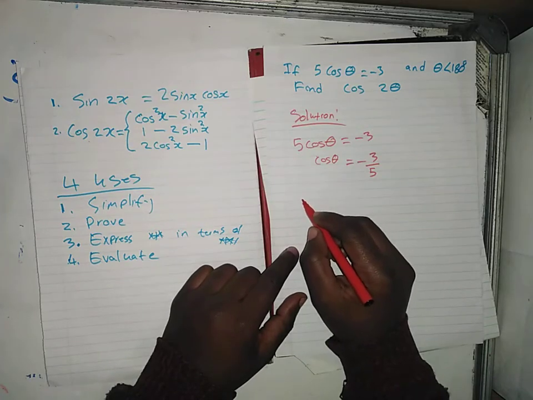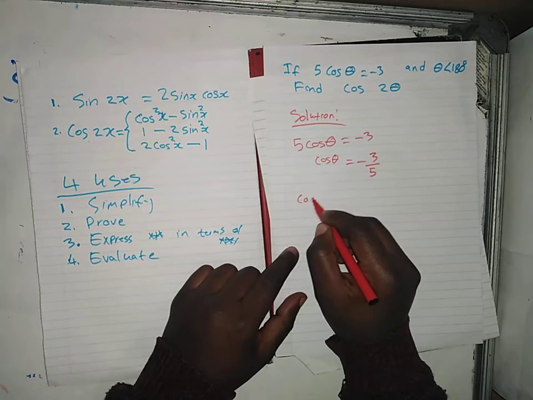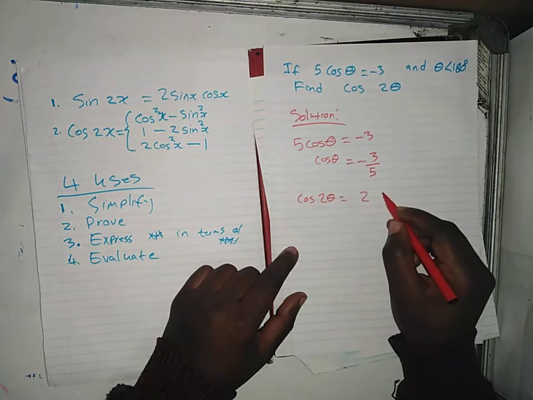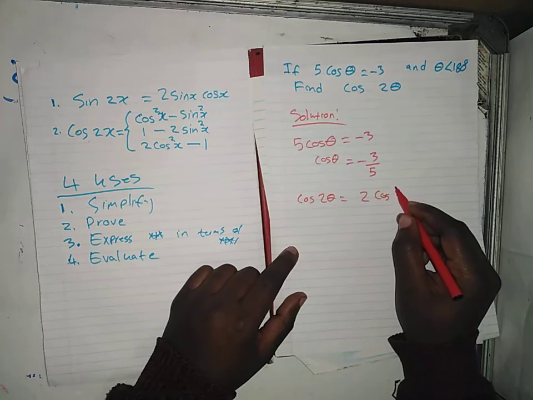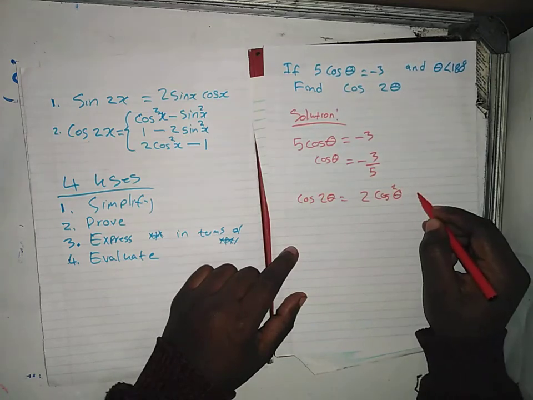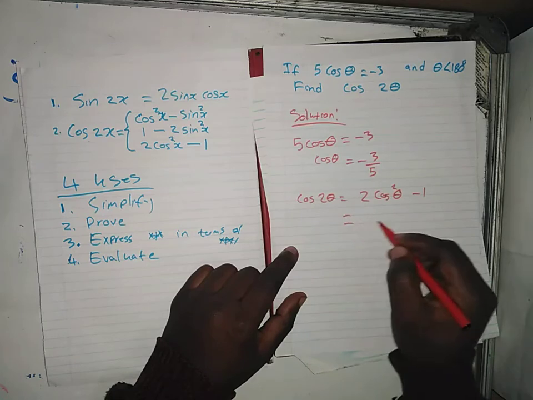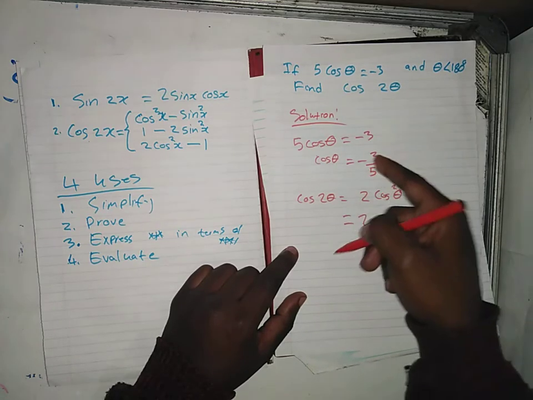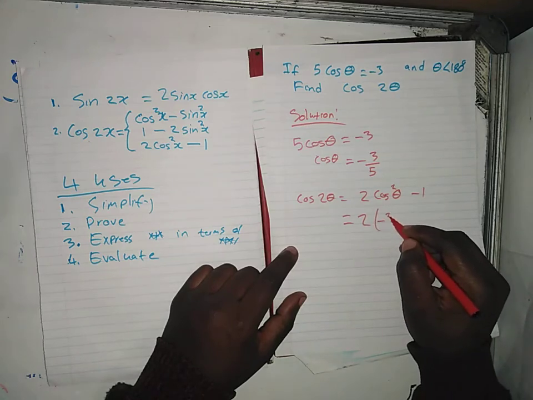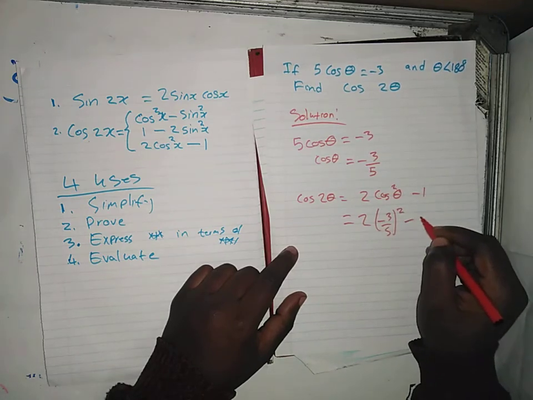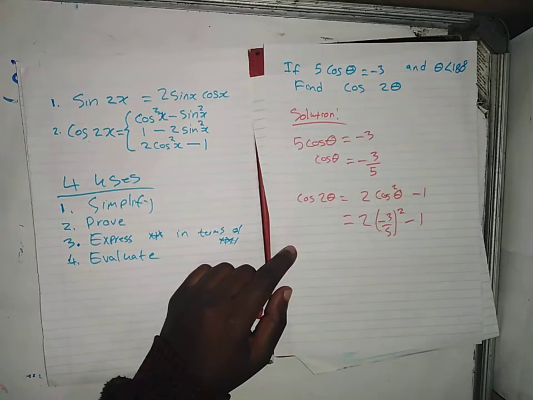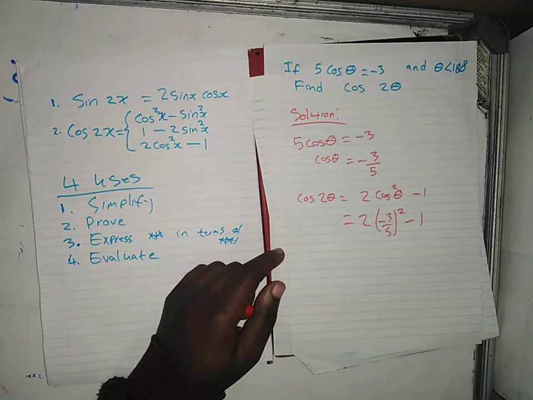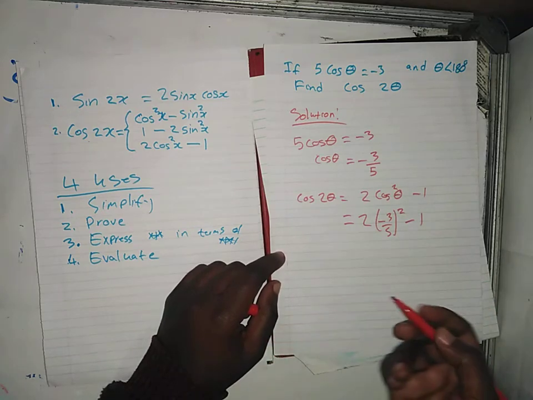You know that cos 2 theta is equal to what? Is equal to 2 cos squared theta minus 1. So this will become 2, and then this cos theta, you've got minus 3 over 5 squared minus 1. And then you can put this in the calculator and find an answer, or obviously you can calculate it without using a calculator.